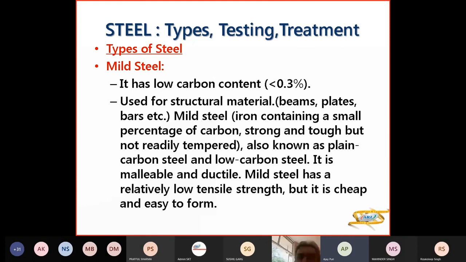This mild steel is also known as plain carbon steel or low carbon steel. It is malleable and ductile. The tensile strength is not much; you can't pull it too much. But in shipbuilding, you have to use material which is cheaper and easier to form because you can't make your shipbuilding cost very high. So mild steel is generally used in shipbuilding.